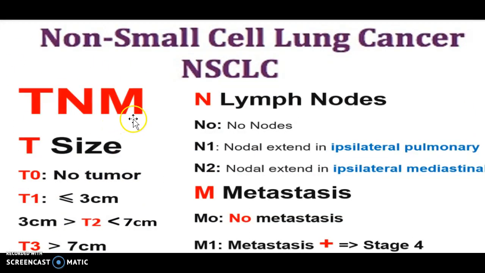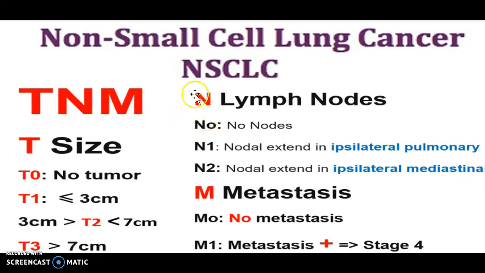The TNM test only applies to non-small cell lung cancer. T stands for tumor, which relates to the size of the tumor. T0 means there is no tumor. T1 is a tumor less than or equal to 3 centimeters. T2 is between 3 and 7 centimeters, and T3 is greater than or equal to 7 centimeters.